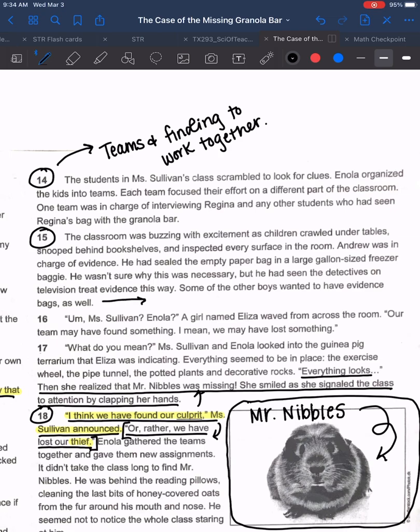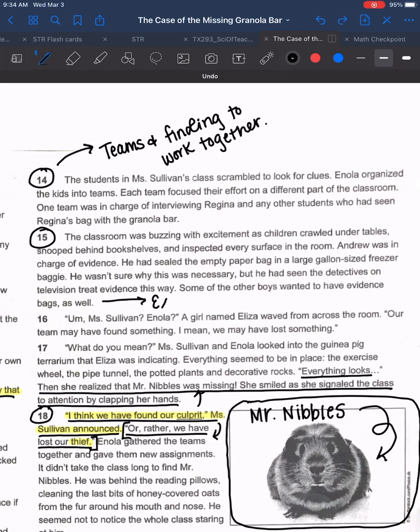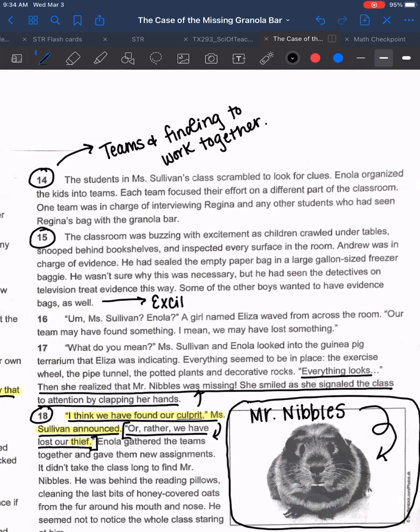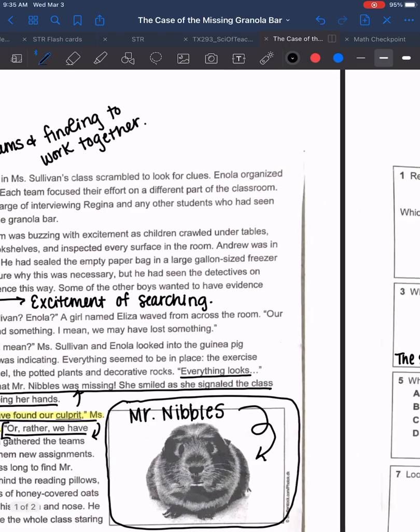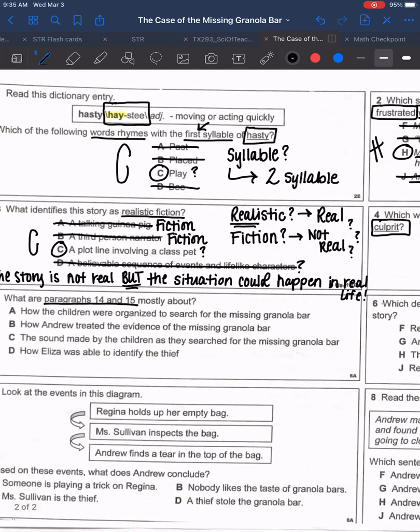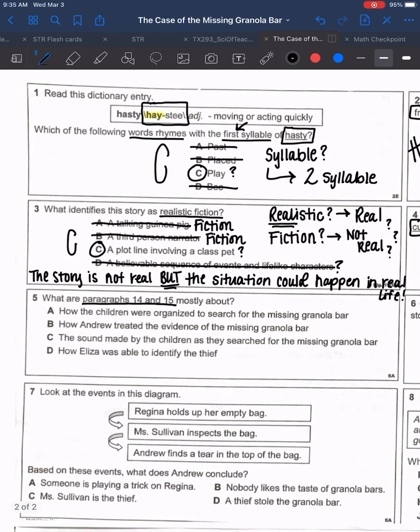So again, this paragraph is talking about them working in teams and finding the evidence. So there is excitement, excuse me, I'm misspelling it. There is excitement around finding the granola bar. There's excitement of searching. We still have the kids in teams and what exactly they're doing. So let's go ahead and do process of elimination of our answer choices and look through them all.